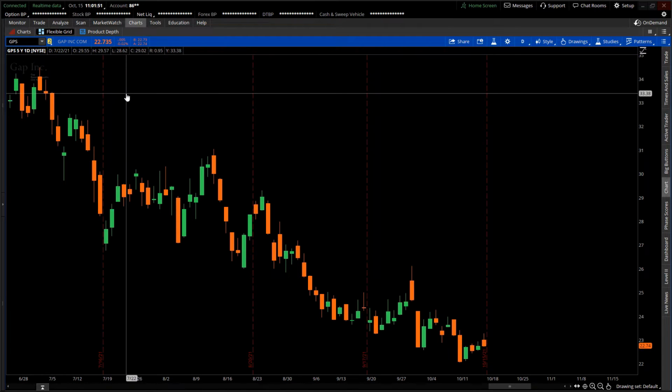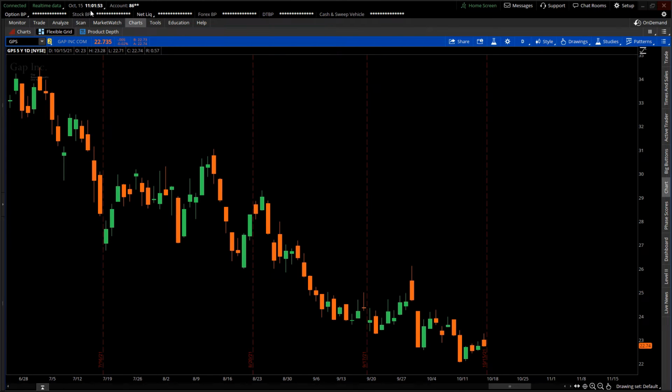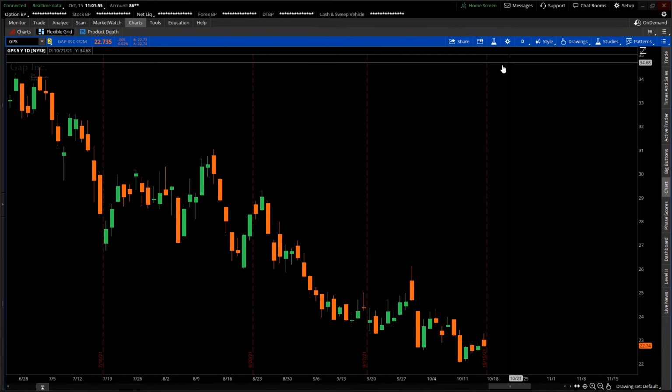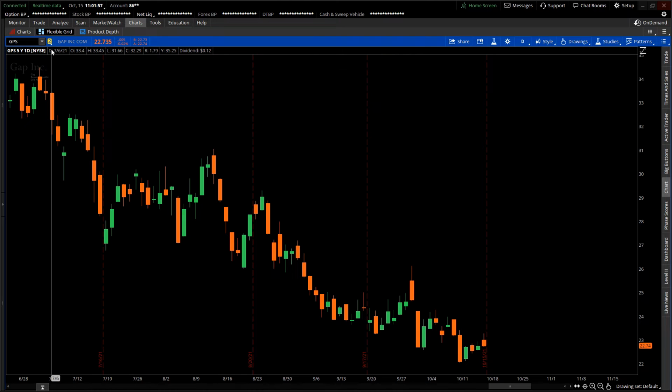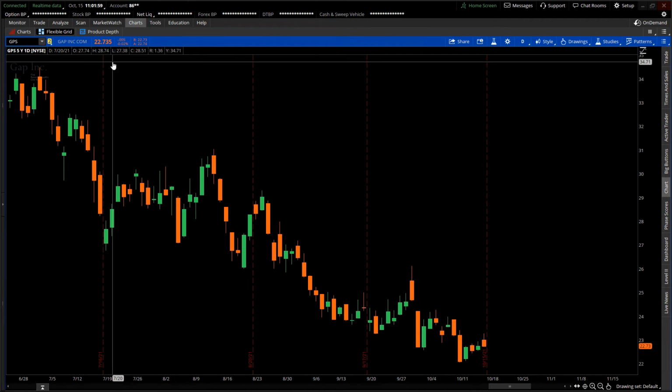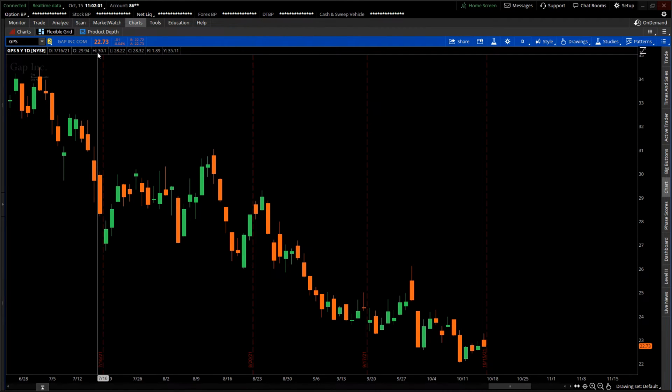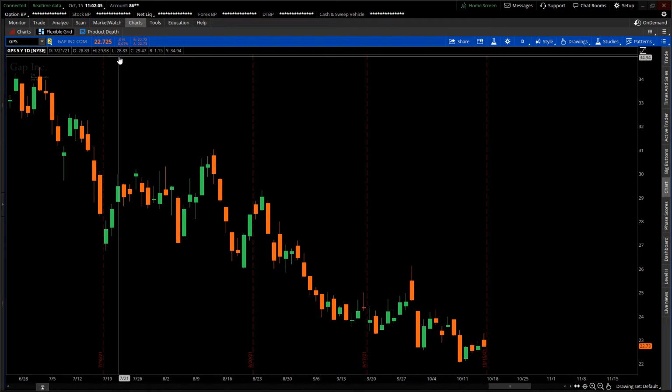Today is October 15th and it's 11 o'clock a.m. Eastern Time. This is the daily chart for Gap, ticker symbol GPS, and it's currently trading at $22.73, and for the session it's down about a penny.